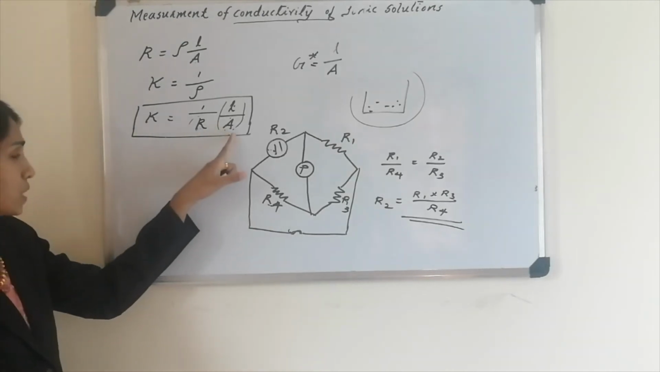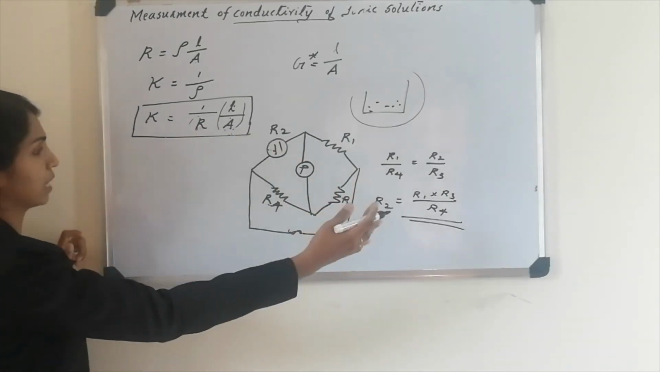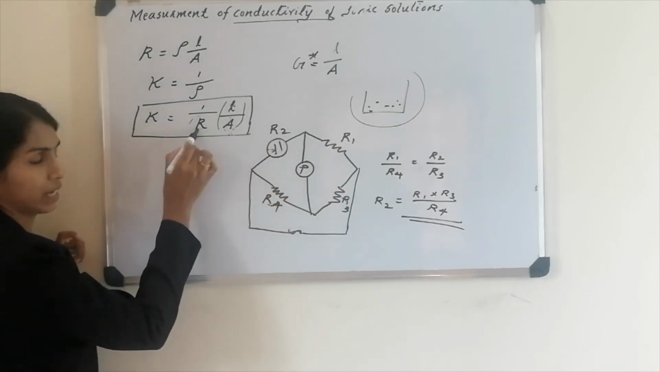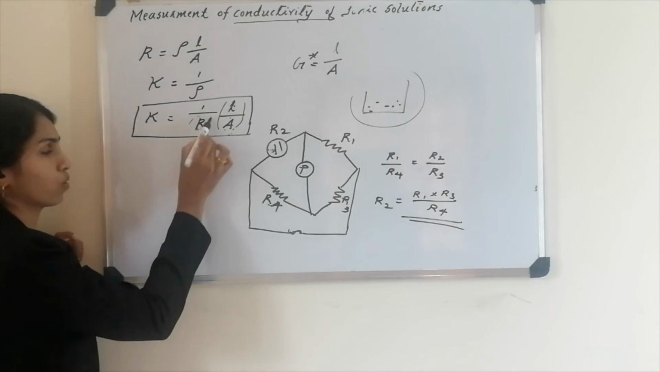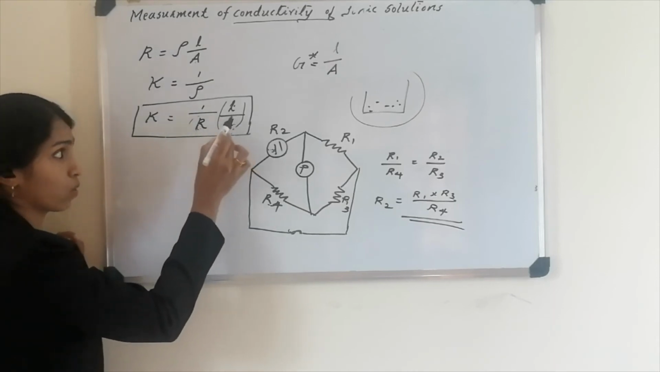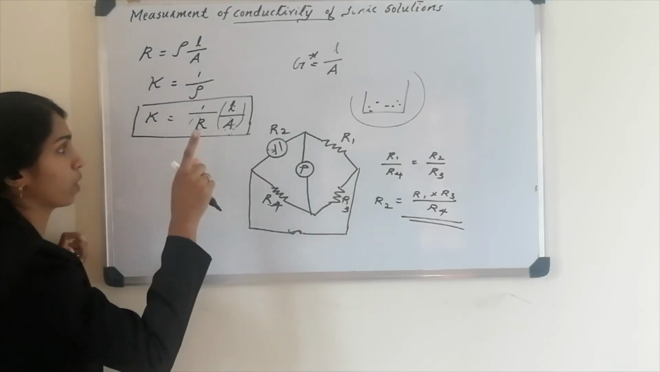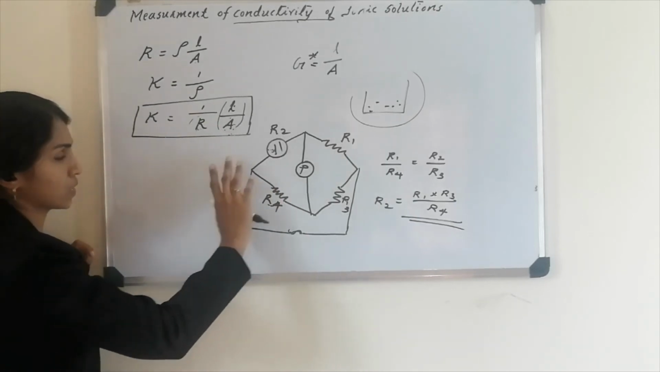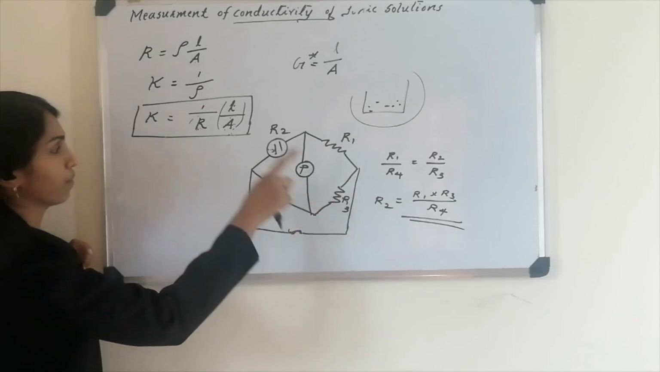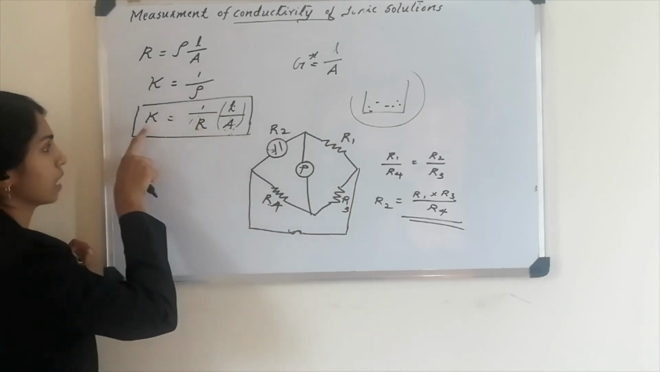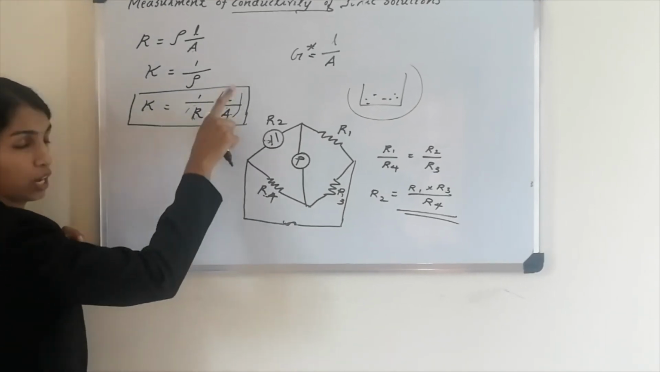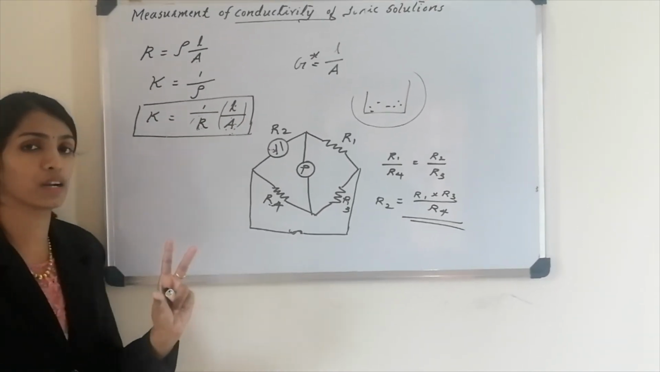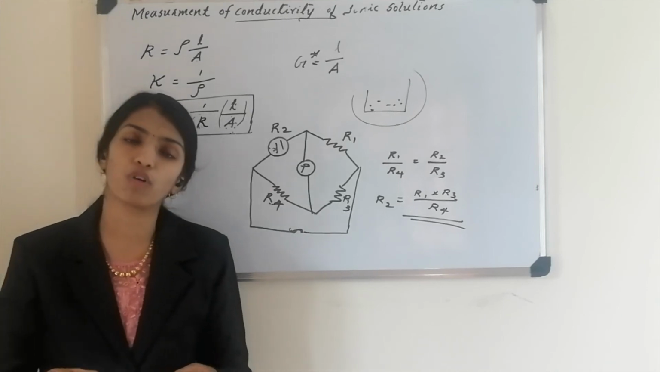Once the cell constant is calculated, then we can take other unknown solutions into this conductivity cell and we can measure the resistance. Now the only unknown quantity is resistance. Once the cell constant is measured, the only unknown quantity is what? Resistance. Okay, then we can measure the resistance in the similar procedure, and we can calculate the conductivity using this resistance value and the earlier measured L by A value. This is the procedure for finding the conductivity of ionic solution.